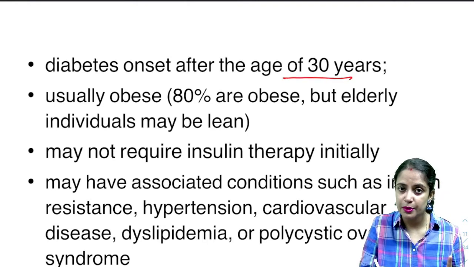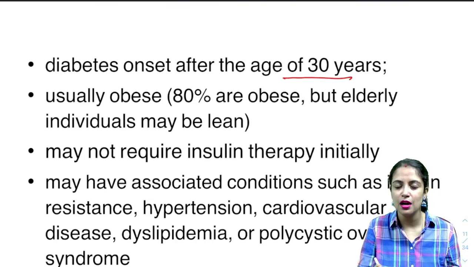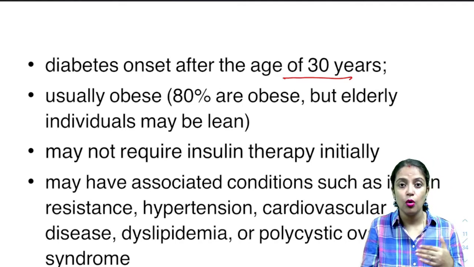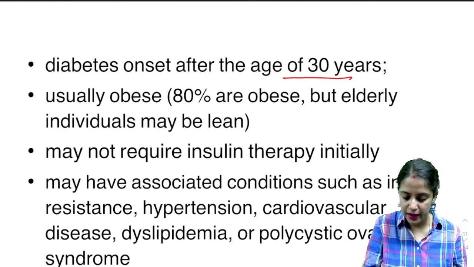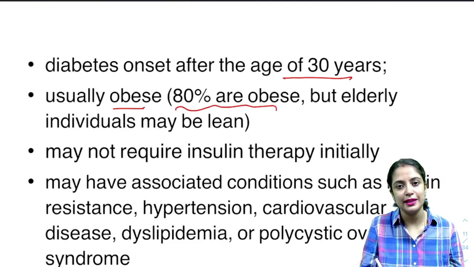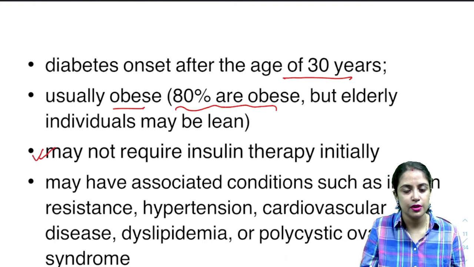Type 1 diabetes patients are lean. They have a lean body habitus. Opposite in type 2, they have an overweight phenotype. They're usually obese. 80% are obese, but elderly individuals may be lean as well. They may not require insulin therapy at the very beginning. If they are diagnosed at an early stage, they will not require insulin therapy at the very beginning.